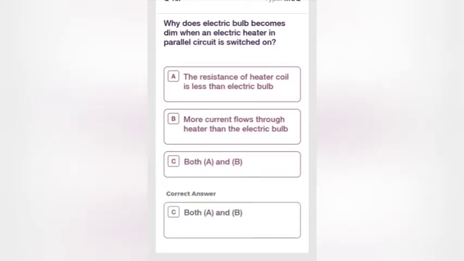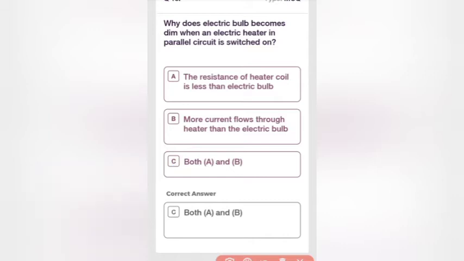And also, more current flows through heater than the electric bulb. More current will flow through the heater because it has less resistance. Okay, heater has less resistance. More current will flow through the heater. That's right. So both A and B. Option C is the correct answer.